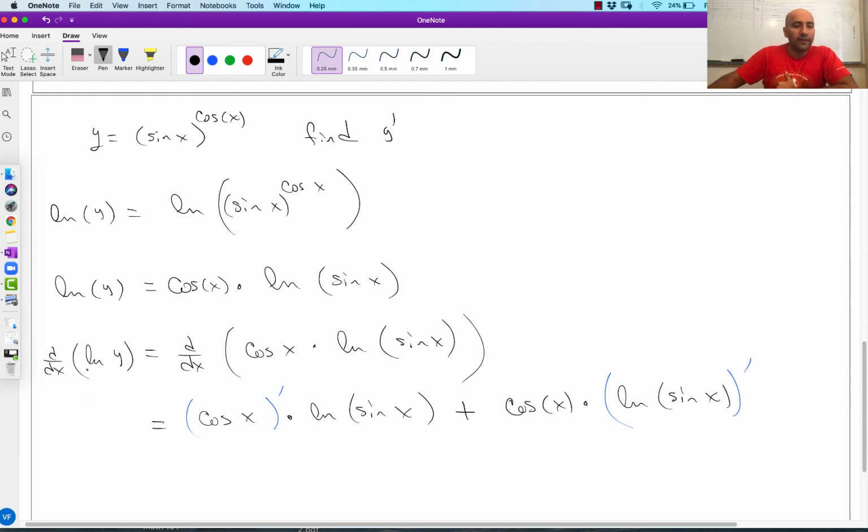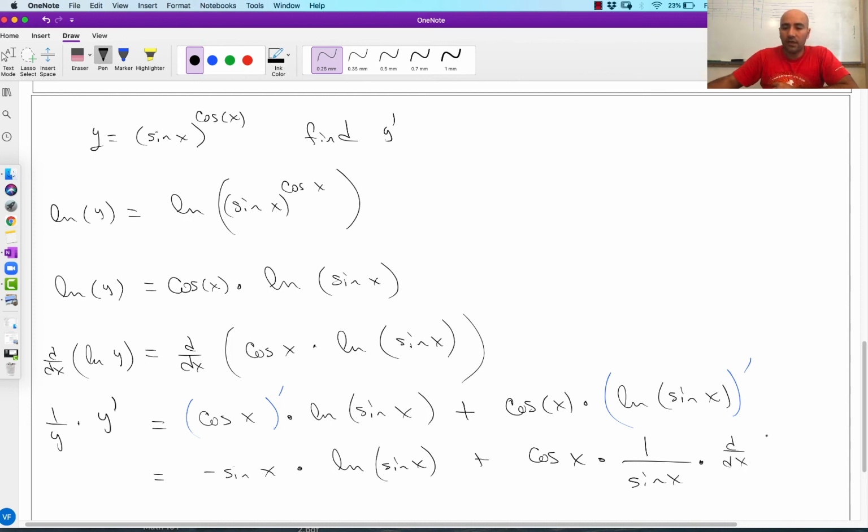Okay. On the left-hand side, we've seen this several times now. This is just going to be equal to 1 over y times y prime. That's the derivative of this using the chain rule. And the derivative of cosine of x is equal to negative sine x, so that's no problem, times ln of sine of x, no problem there. Cosine of x times, and now using our u substitution, like u equal to sine of x, that's just going to be equal to 1 over sine of x, times the derivative of sine of x, d/dx of sine of x. So that's using the chain rule.